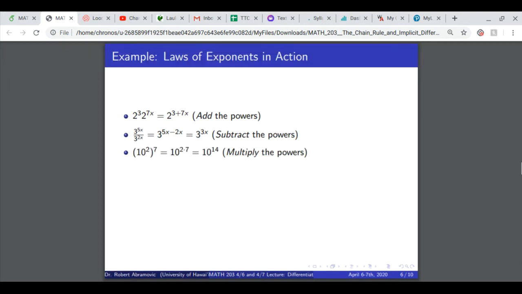Subtracting the powers. 10 squared to the 7th power is equivalent to 10 to the 2 times 7. That means we multiply the powers. 2 times 7 is 14 in this case.